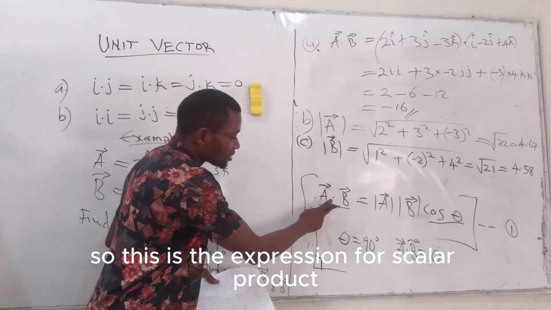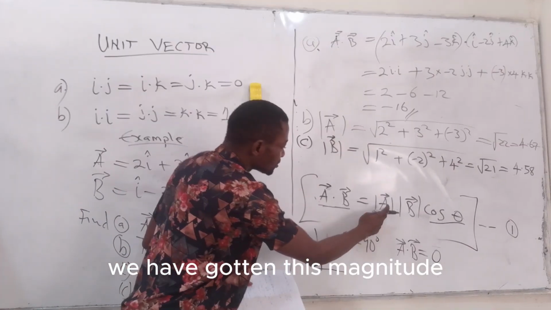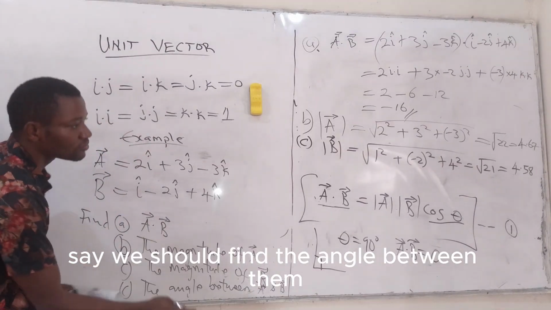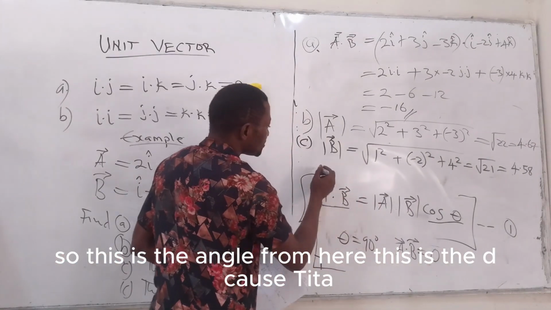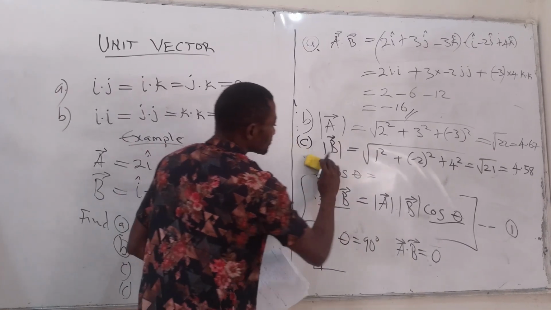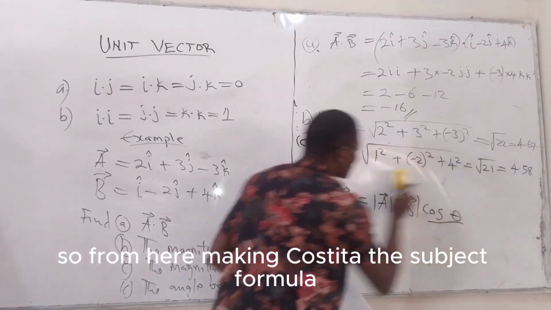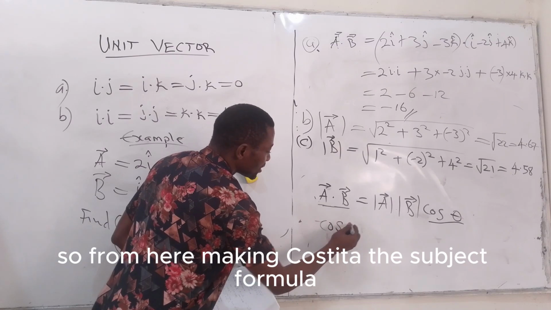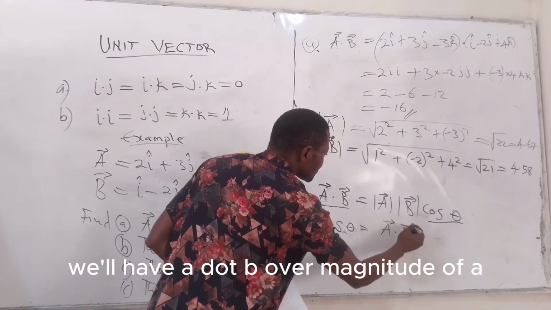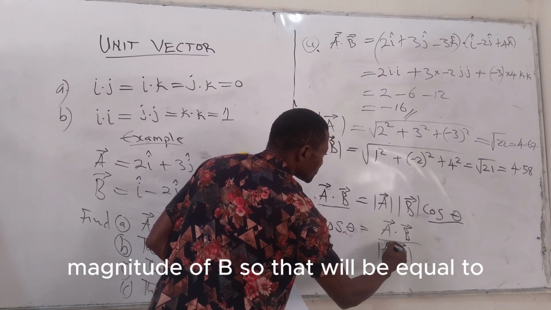So this is the expression for scalar product, and from here we have gotten this magnitude of A, and we have gotten this magnitude of B. The next question says we should find the angle between them. So this is the angle. From here, this is the cos theta, we are using this expression. So from here, making cos theta the subject of the formula, we will have A dot B over the magnitude of A times the magnitude of B.